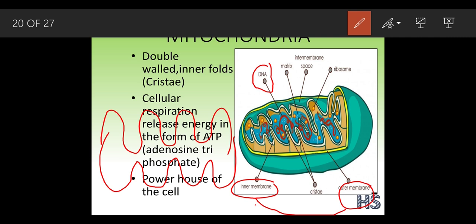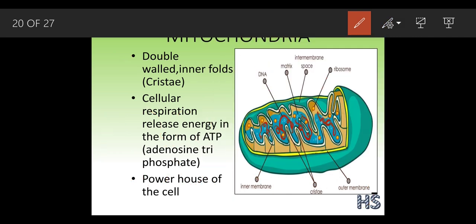There are some ribosomes, okay. What are ribosomes? They are particular granules. And what is the function of these ribosomes? To synthesize the protein. But the main work of the mitochondria is in cellular respiration. It releases the energy in the form of ATP.